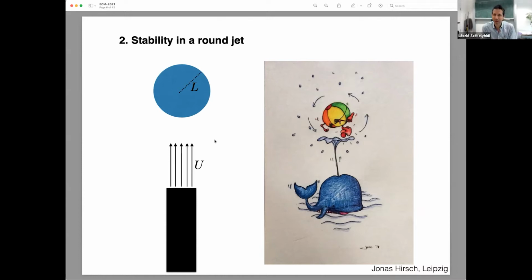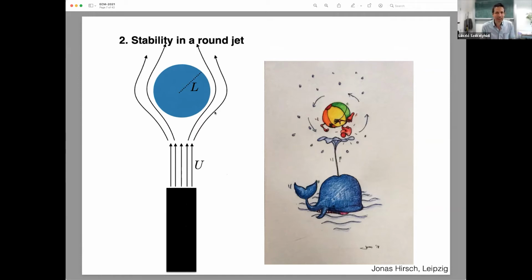But mathematically, or let's say also physically, the interesting question is, why is it not so difficult to do? That must mean that this vertical position of the ball is stable. So here is another possible experiment that was drawn by my colleague in Leipzig, Jonas Hirsch. Here is the idealized situation. Here's the straw with some small diameter. There's air coming out at speed u, and there is this table tennis ball of radius L. And the question is, why is it stable?